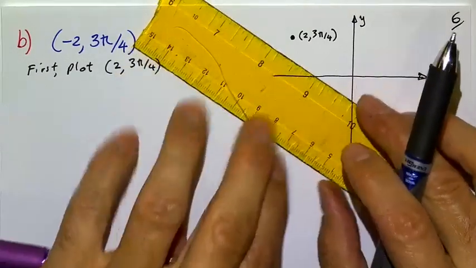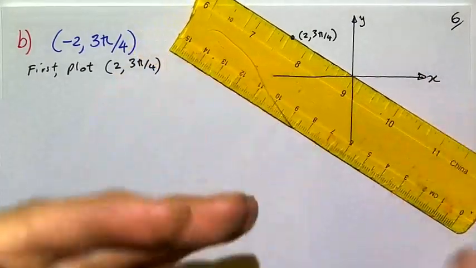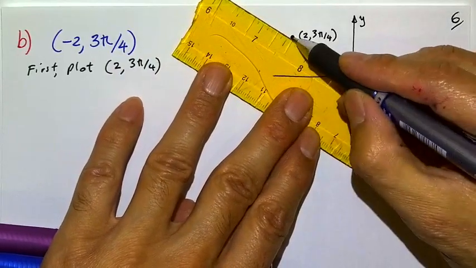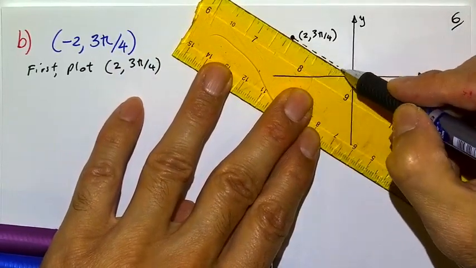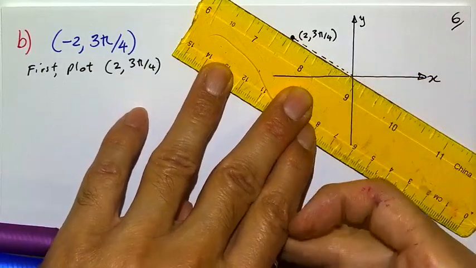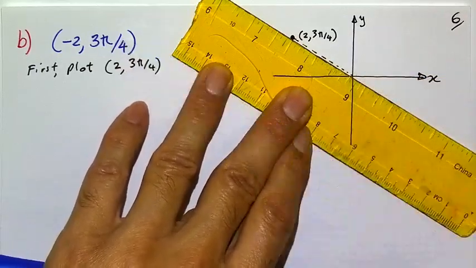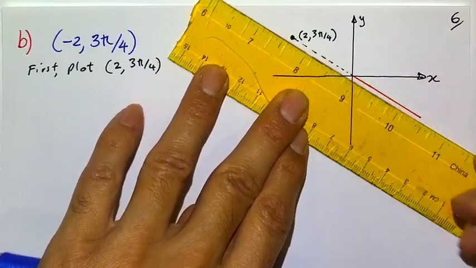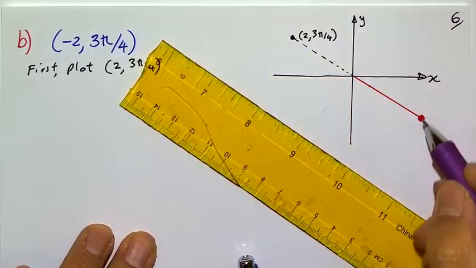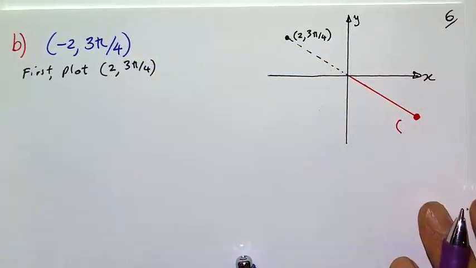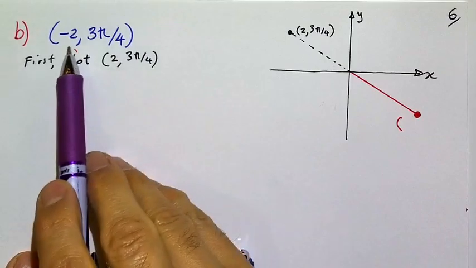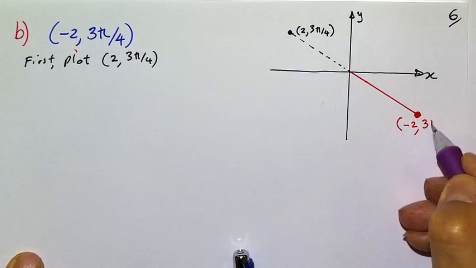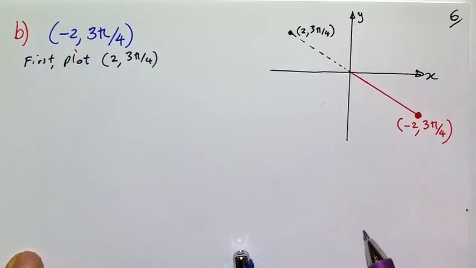So if I put a dashed line here from this point, in the background, and then for our point here, we're going to be in this quadrant, the fourth quadrant. We're going to be here, and I'm going to label it with the proper coordinates we have, minus 2 comma 3 pi over 4.